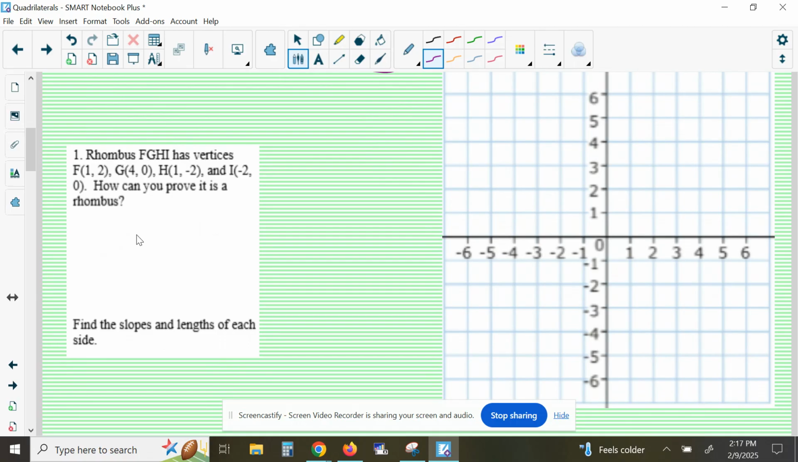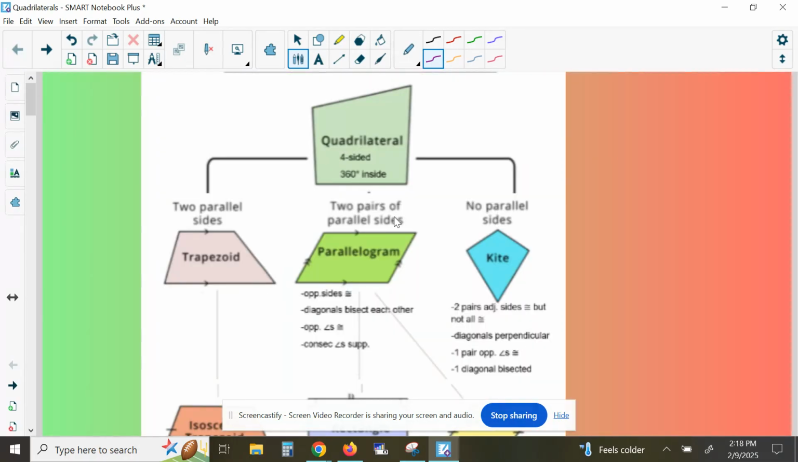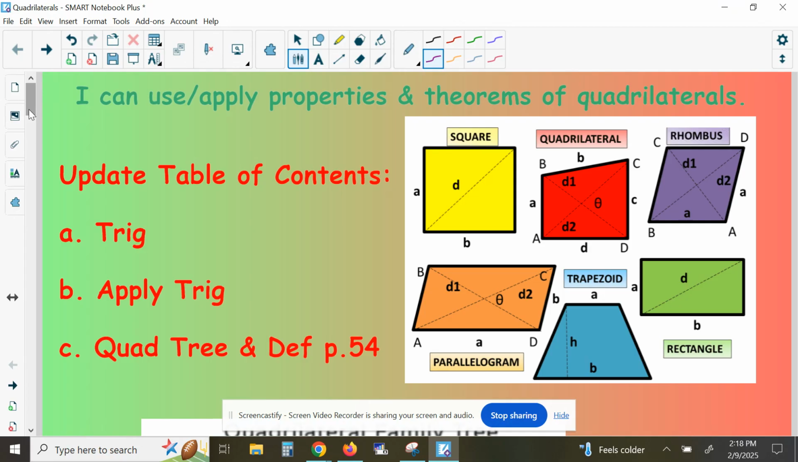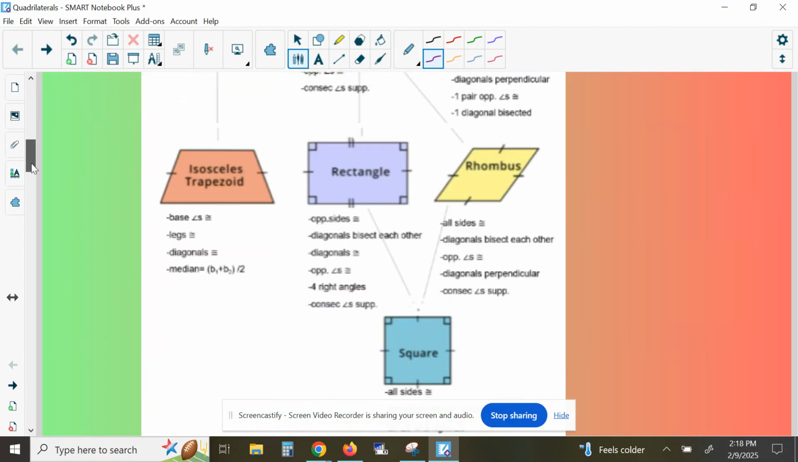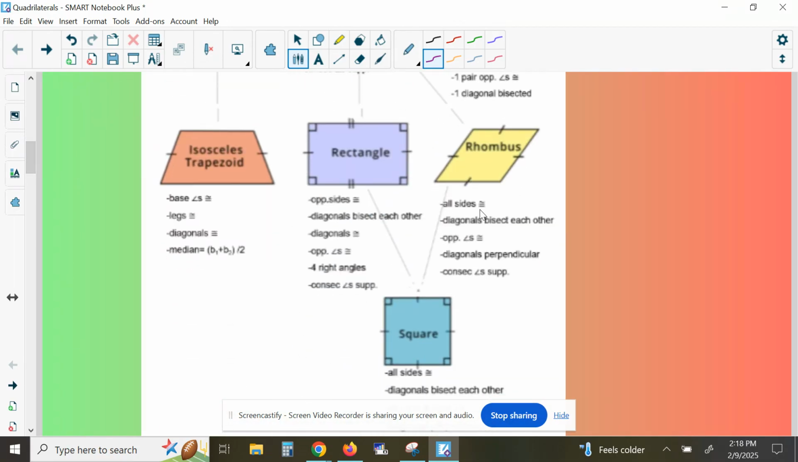The first thing I'm going to do is answer this question. How can you prove something is a rhombus? We can look at information we have about rhombuses. We have all sides congruent. We have the diagonals bisect each other. We have opposite angles congruent. And we have diagonals perpendicular. And we have consecutive angles supplementary.